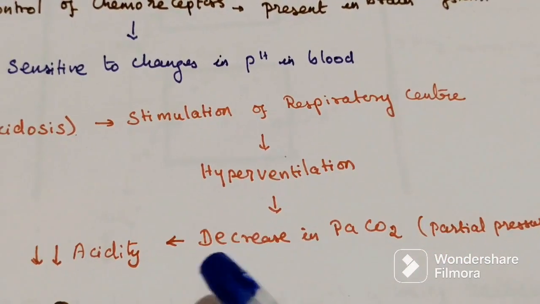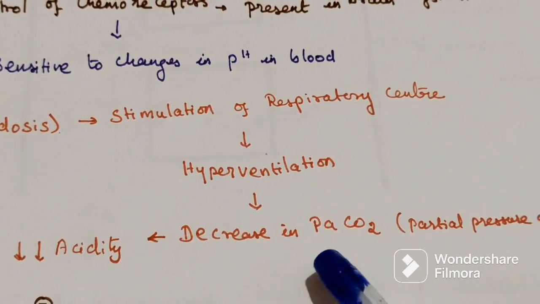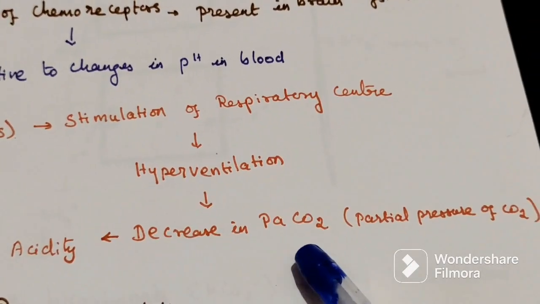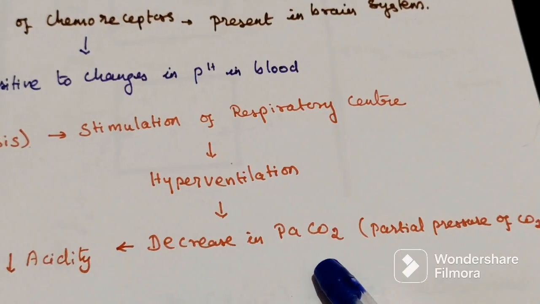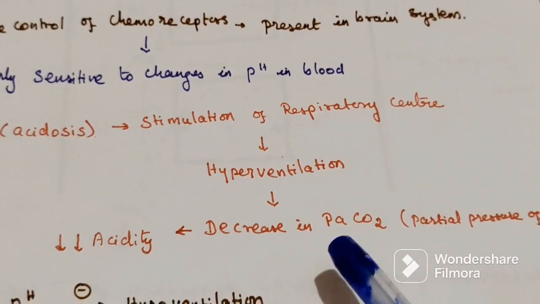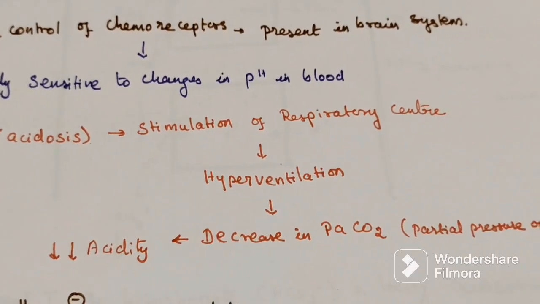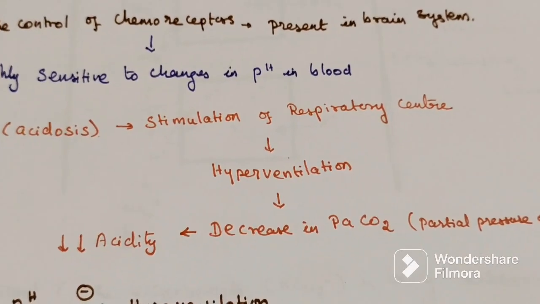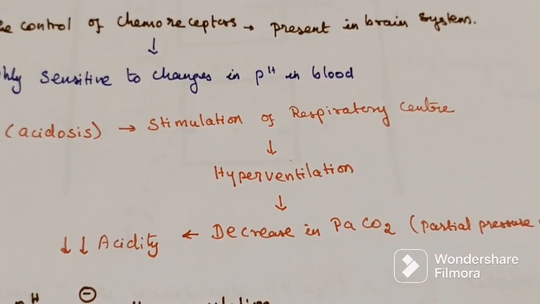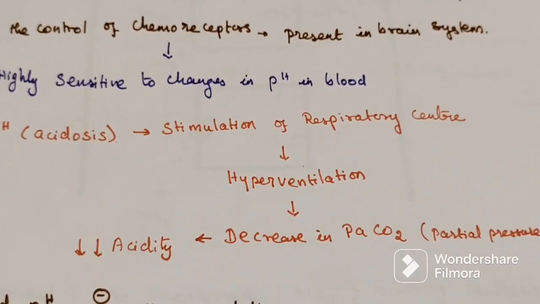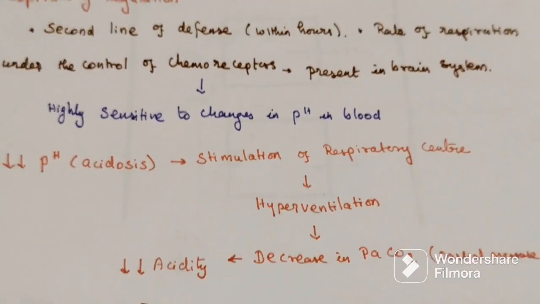As a result, hyperventilation decreases the partial pressure of carbon dioxide. This is a temporary mechanism, so it decreases acidity.